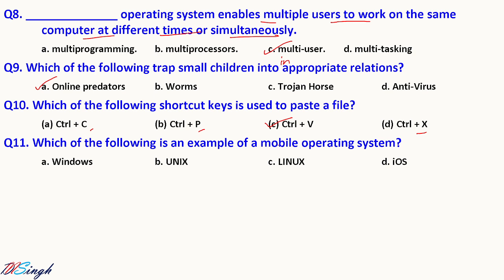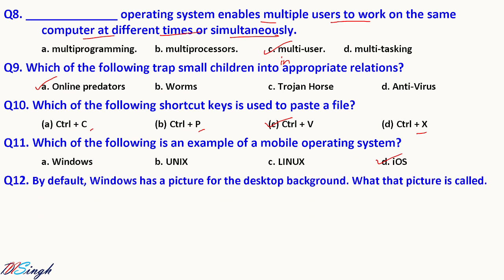Which of the following is an example of mobile operating system? So iOS is the correct answer. That is for mobile operating system. Like that, Android is also a mobile operating system developed by Google. Let us go for the next question.